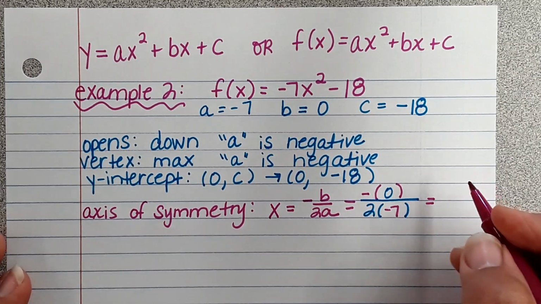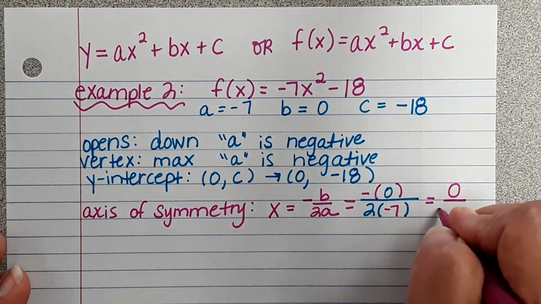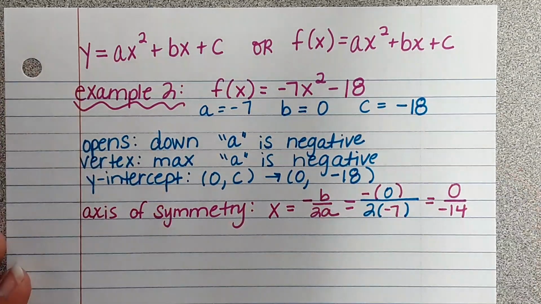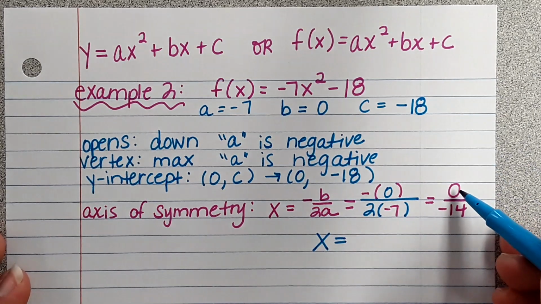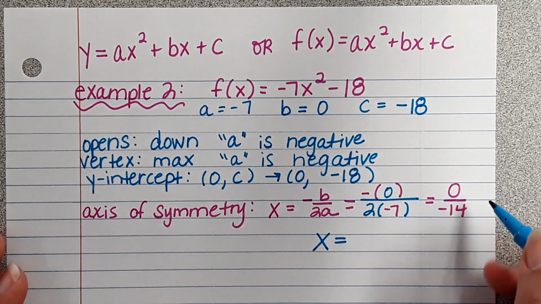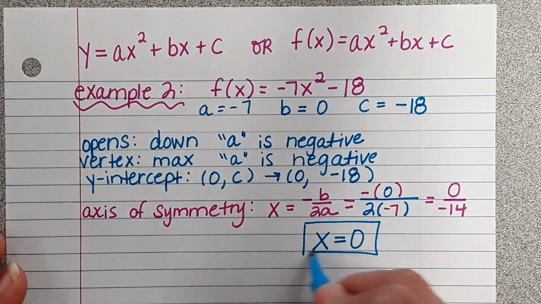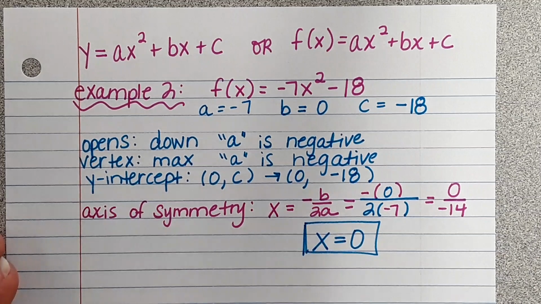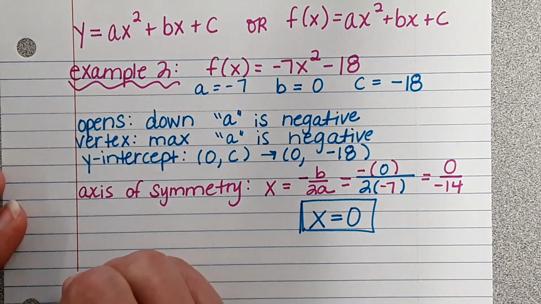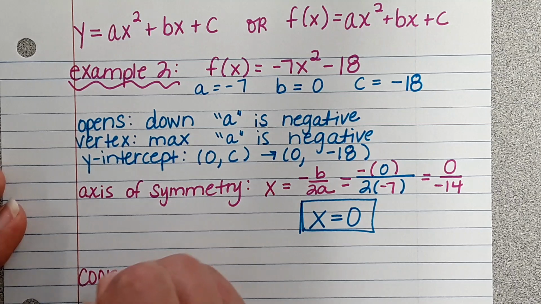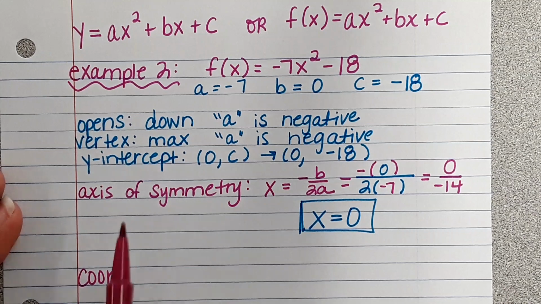What is the opposite of 0? What is 2 times negative 7? Anytime 0 is in the numerator, 0 divided by negative 14 is 0. So that's my axis of symmetry. Now I need to... Yeah, anytime there's a 0 in the numerator of a fraction, it's always 0.